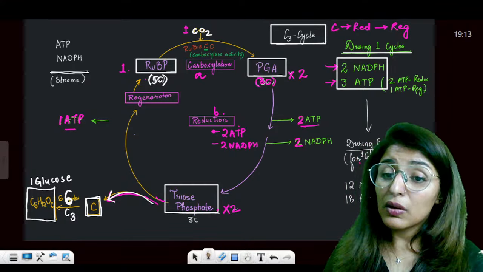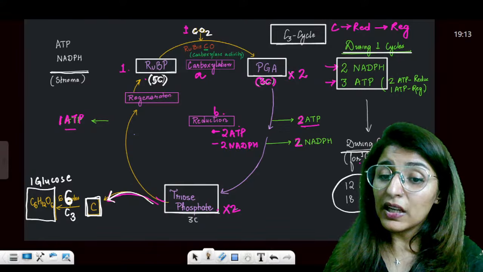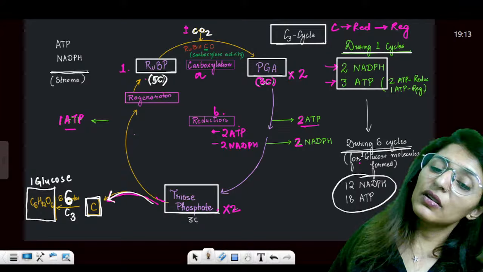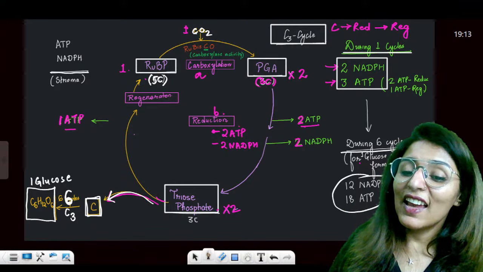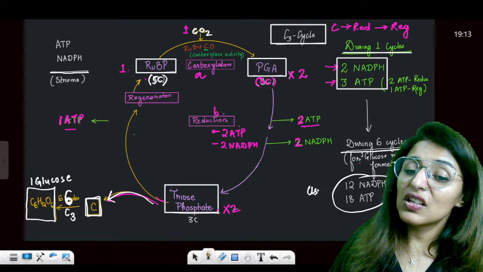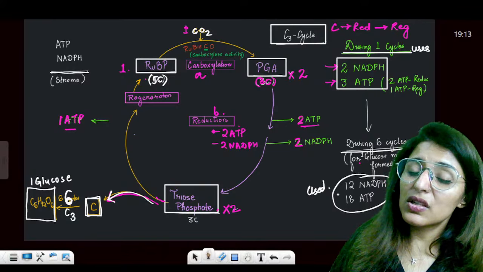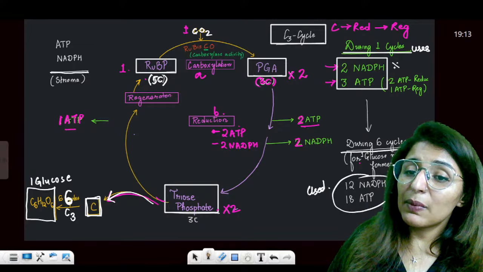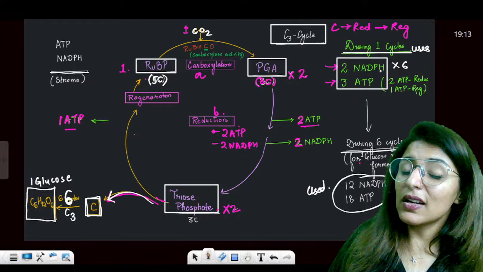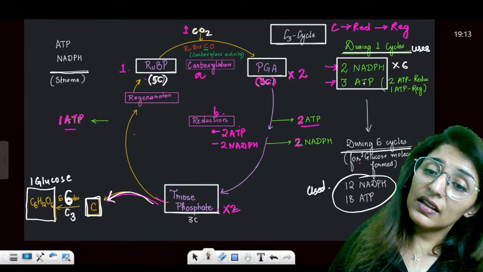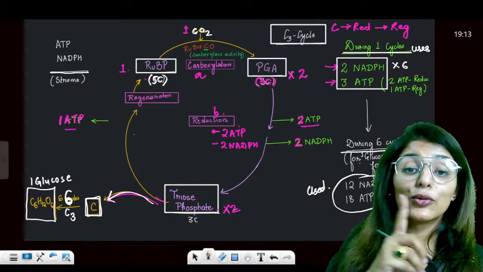So during 6 cycles, that is for the formation of one glucose molecule, how many ATP and NADPH will be used? Just multiply by 6. 12 NADPH and 18 ATP molecules will be used for the formation of one glucose.